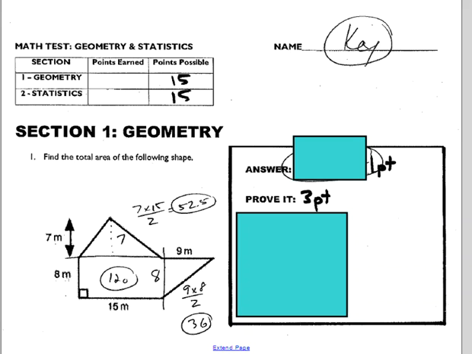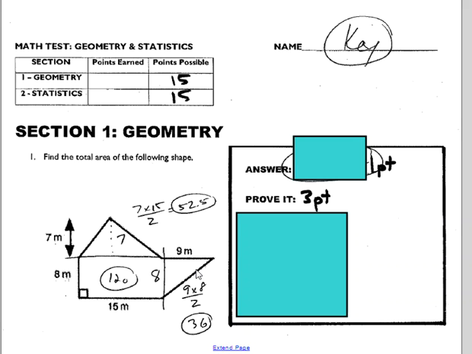Find the total area of the following shape. Well, hopefully you recognize this is a composite shape, also known as a compound shape, and we are supposed to break those up into simpler shapes. So you can see here one approach. I broke it up into a triangle, another triangle, and then a rectangle. That's what it looked like most people did.